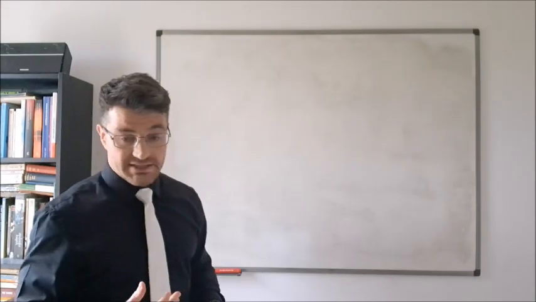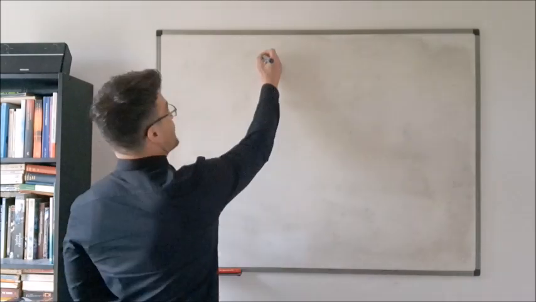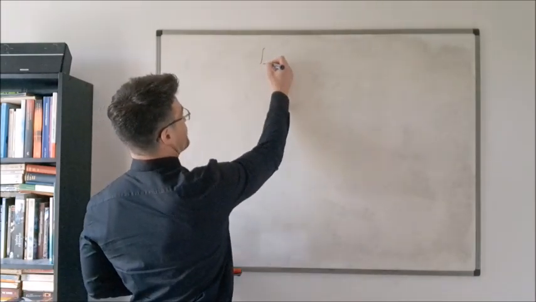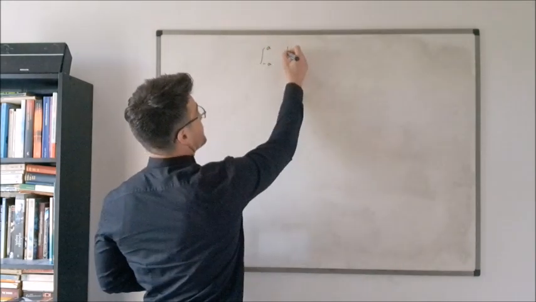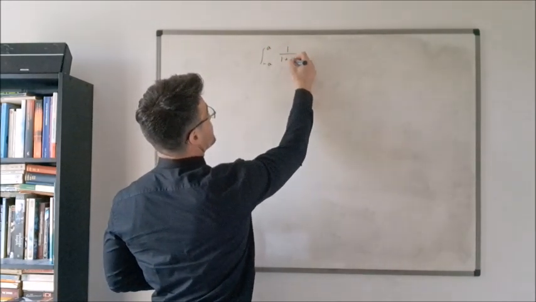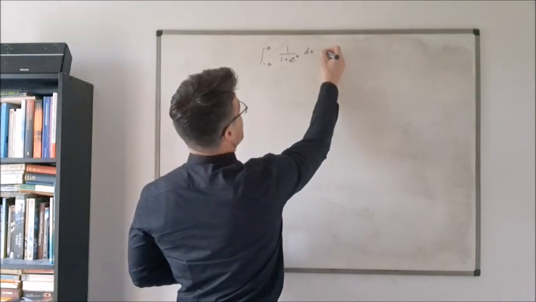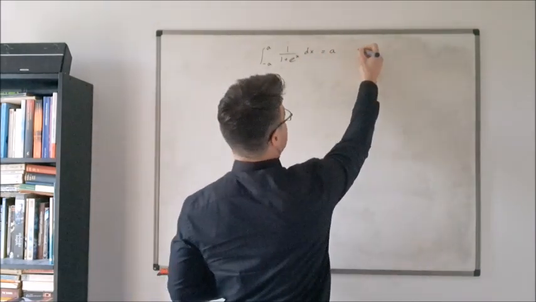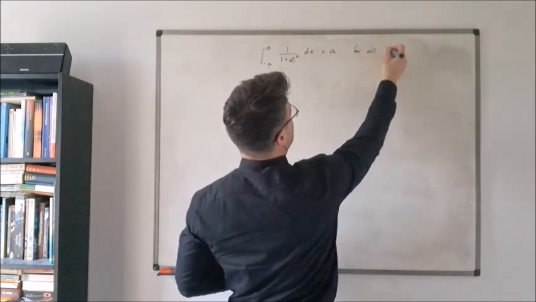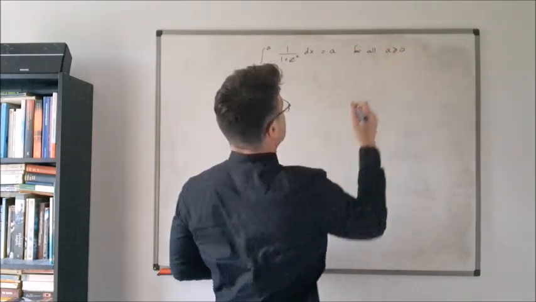And the first part is we need to show that the integral from minus a to a of 1 over 1 plus e to the power of x dx is equal to a, for all a greater than or equal to 0.